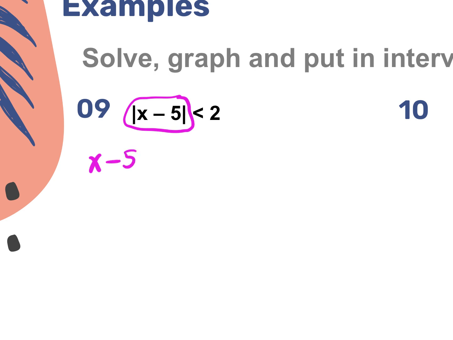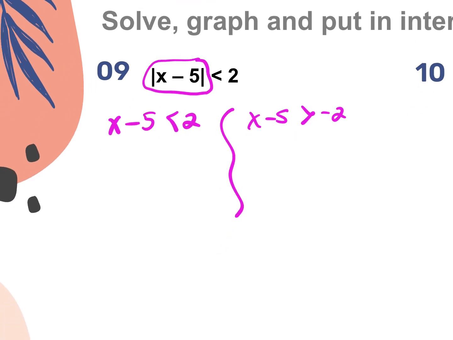I'm going to say x minus 5 is less than 2. And then I'm going to solve it again, and I'm going to say x minus 5 is greater than negative 2. Because when you are changing the sign, you're actually multiplying by a negative 1, or dividing by a negative 1, either way. So when you rewrite your absolute values, you flip the sign and change the sign of the answer. So let's go ahead and solve this.